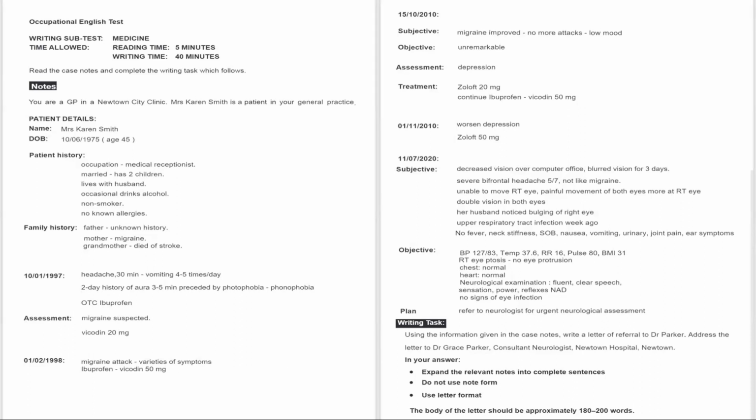Okay. So these are the patient details, patient history, family history. Assessment is given, and then the 1st February 1998 visit, then the 15/10/2010 visit, and then the 11 July 2020 visit. And the plan is to refer to a neurologist for urgent neurological assessment. So two things are clear by reading the case notes: that you are going to write a referral letter, and the second thing is that it is an urgent referral letter, because you are in need of urgent assessment of the patient.